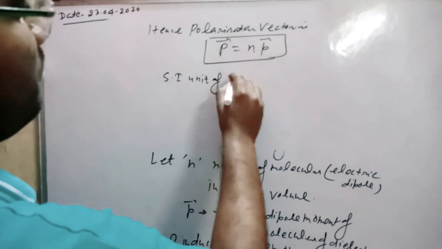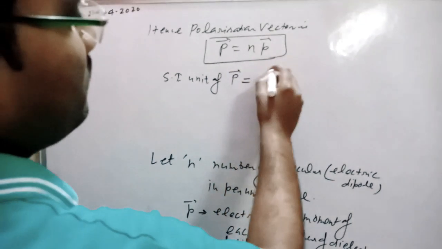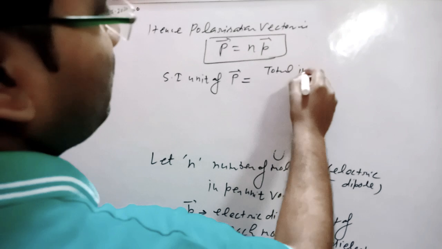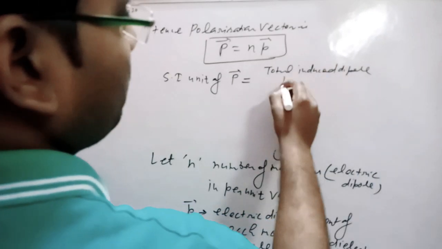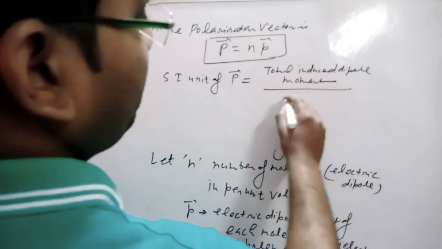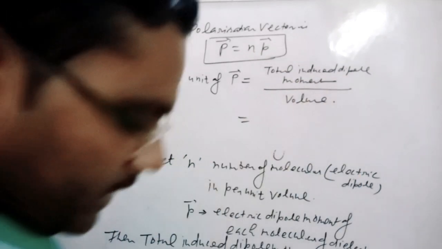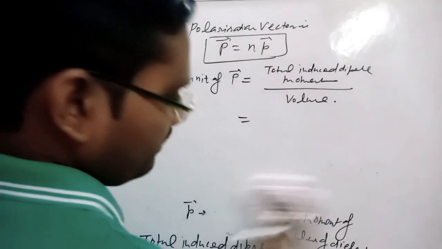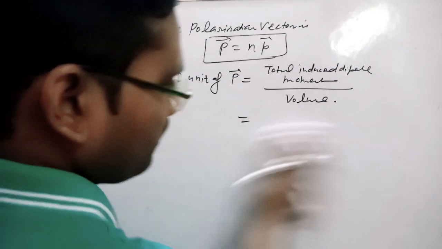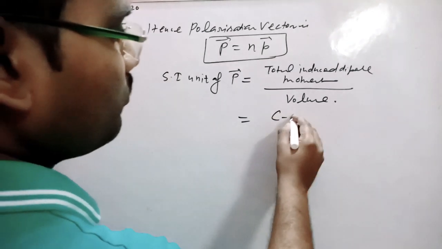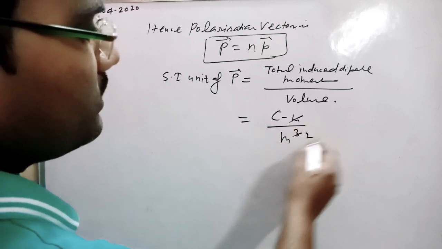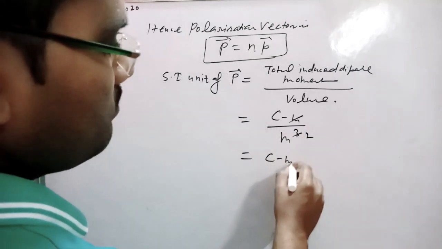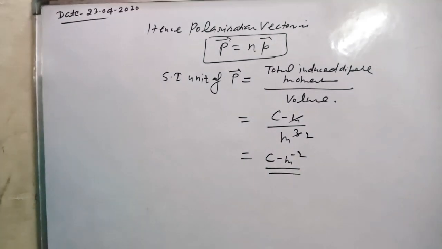SI unit of capital P: total induced dipole moment divided by volume. What is the SI unit of electric dipole moment? The SI unit of electric dipole moment is coulomb meter, and the SI unit of volume is meter cube. Now here the meters cancel, that means the SI unit is coulomb per meter squared.